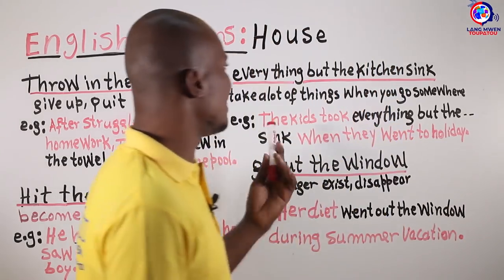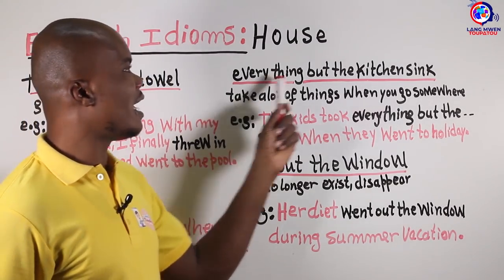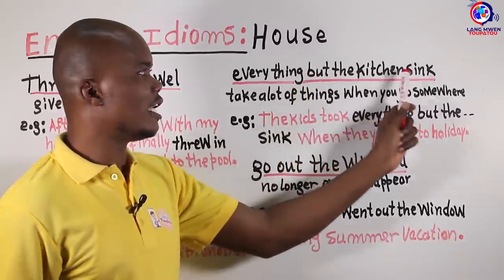We're going to go with a third one. Let's go to a third idiom today. This idiom is everything but the kitchen sink. Everything but the kitchen sink.